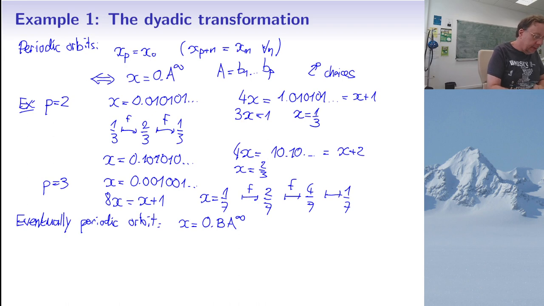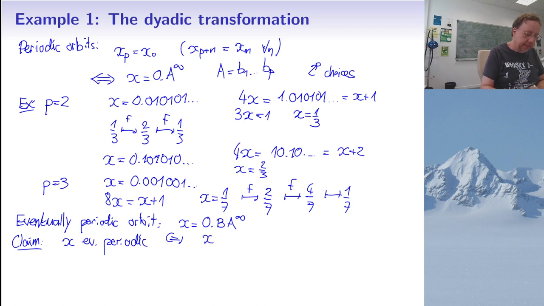Now, I claim here that actually x is eventually periodic if and only if it is rational. So these eventually periodic points are exactly the rational points in my interval. So how do I see that? Well, it's an equivalence, so let us show both directions.